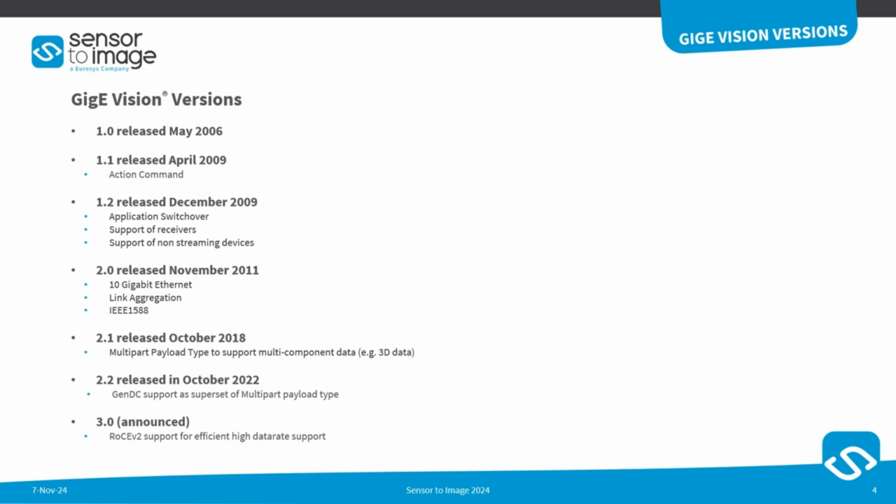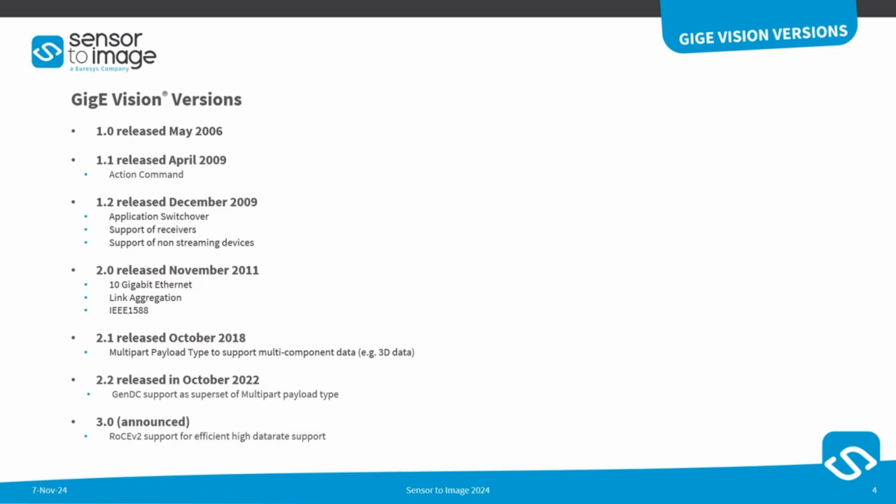Version 1.2 extended the type of GigE Vision devices by including receivers, which for example could be an FPGA-based design which operates GigE Vision cameras and receives the stream data for further processing, such as what is seen in embedded vision systems. Further, the concept of non-streaming devices that do not have a stream channel was introduced, used for example for light controllers operated over a network.